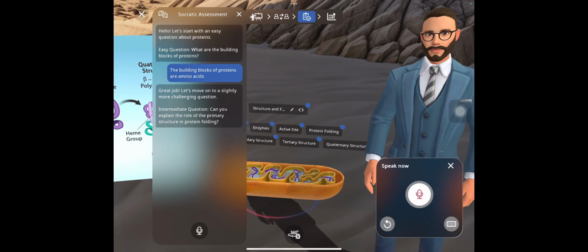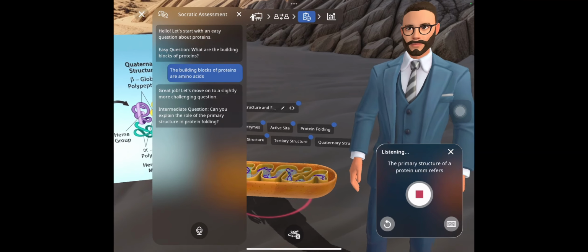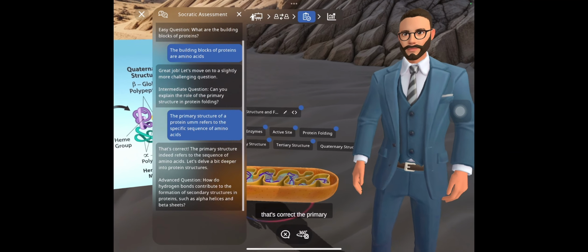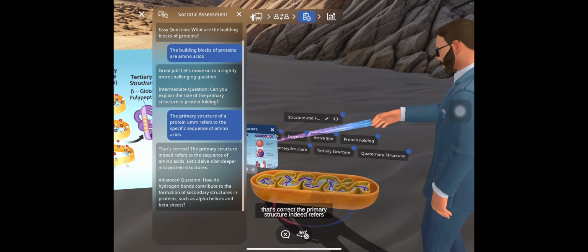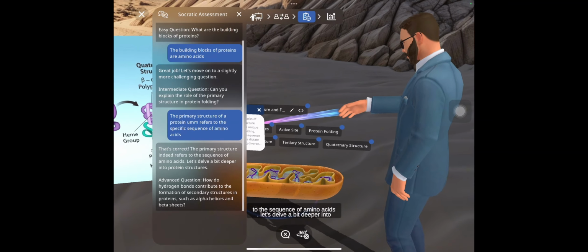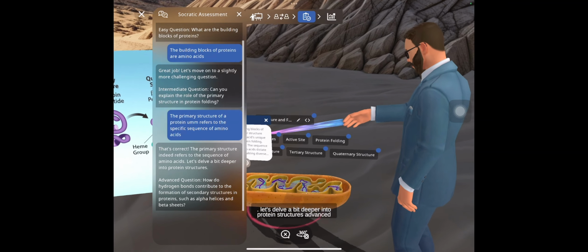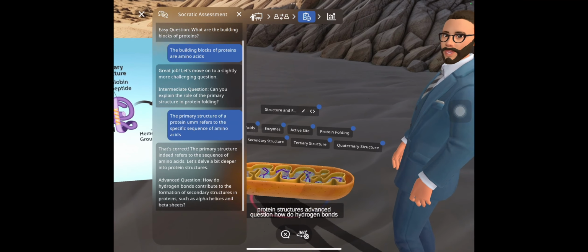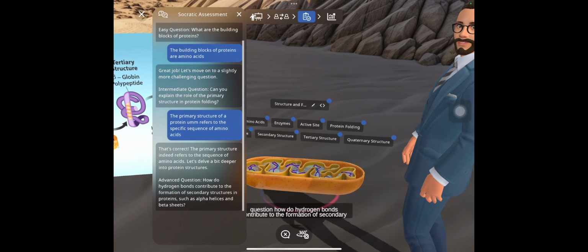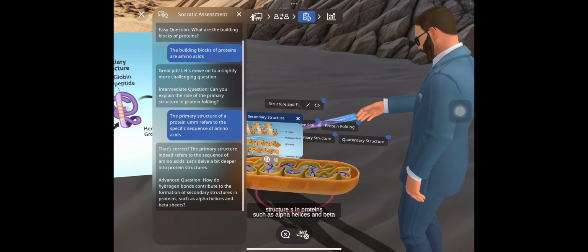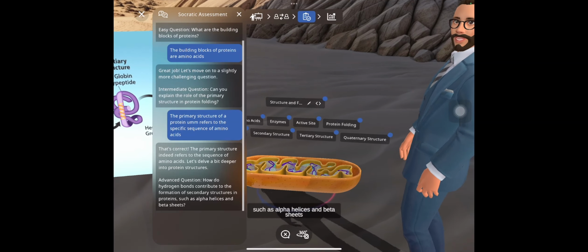The primary structure of a protein refers to the specific sequence of amino acids. That's correct. The primary structure indeed refers to the sequence of amino acids. Let's delve a bit deeper into protein structures. Advanced question: how do hydrogen bonds contribute to the formation of secondary structure, as in proteins such as alpha helices and beta sheets?